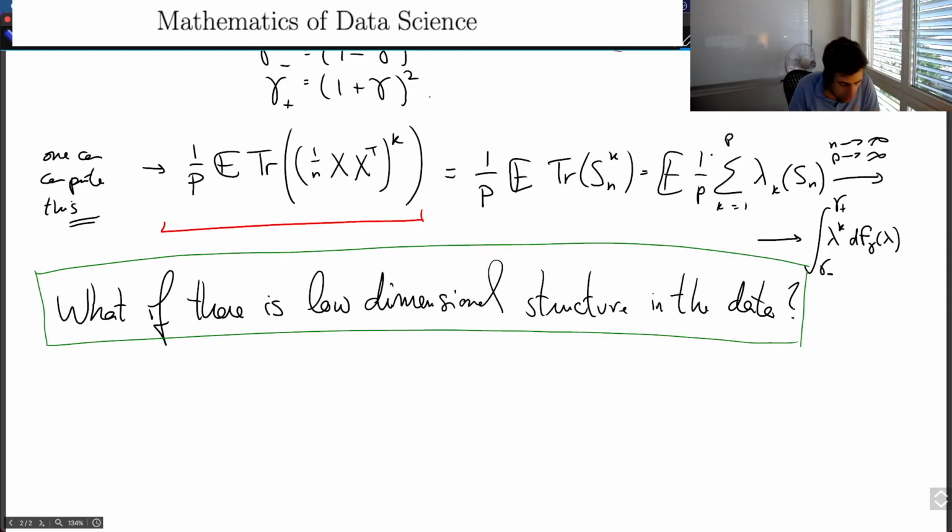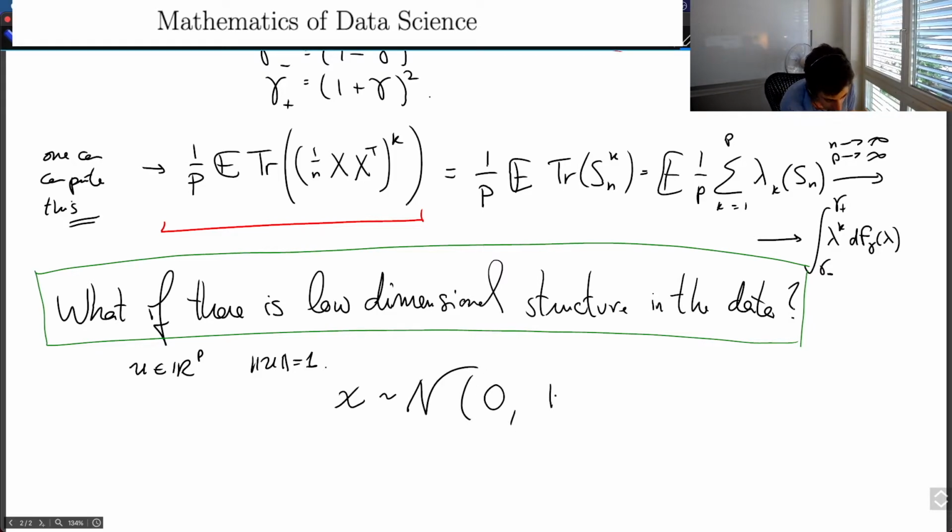Let's take u, some vector of norm 1, in R^p, with u norm 1. And let's say that in the direction of u, the data has a bit more variance. So the point is that my data points are going to be drawn from a Gaussian, mean 0, but the variance is going to be identity plus beta u u transpose, where beta is some constant bigger than 0.